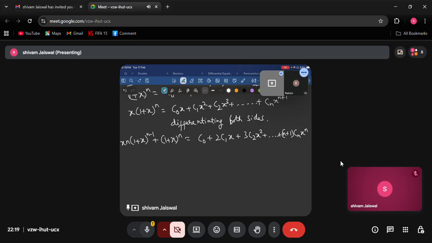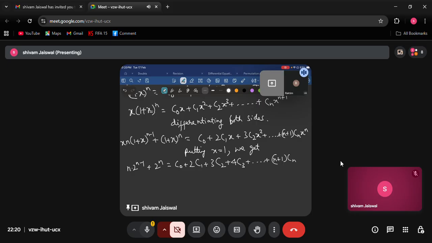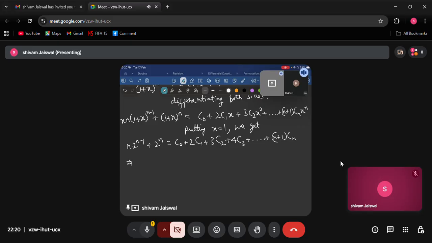Right, tell me, Devank, Anandit, and Raktim. Putting x equal to 1, what do we get? We get n into 2 to the power n minus 1 plus 2 to the power n is equal to C0 plus 2C1 plus 3C2 plus 4C3 plus dot dot dot plus n plus 1 into Cn. Okay. So on the left hand side, taking 2 to the power n minus 1 common, we'll get n plus 2. Hence proved.